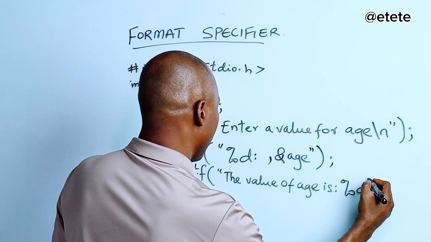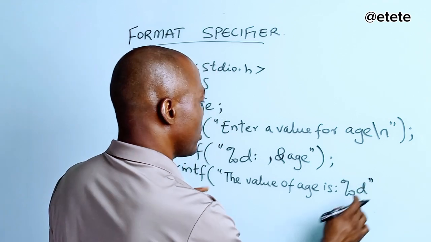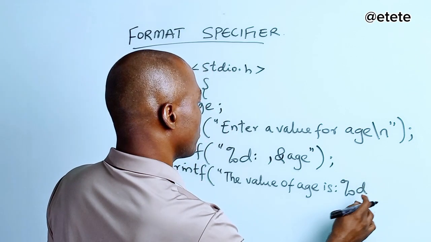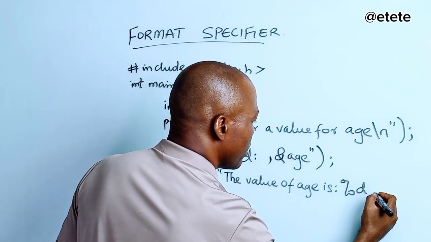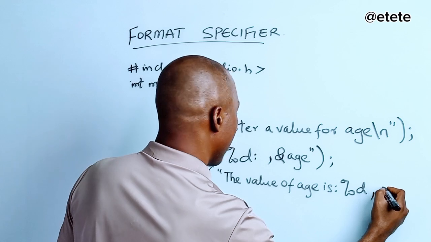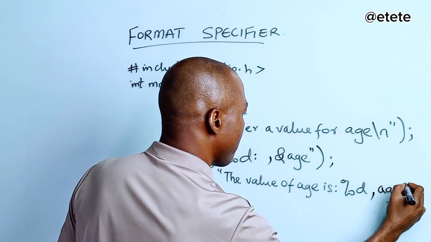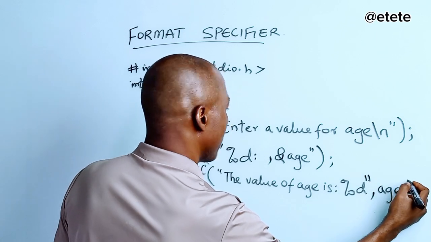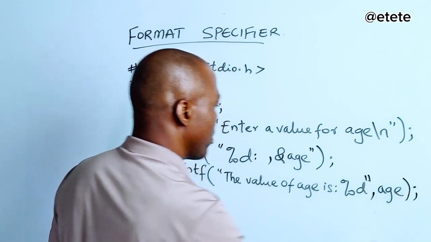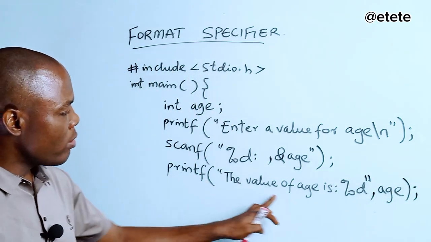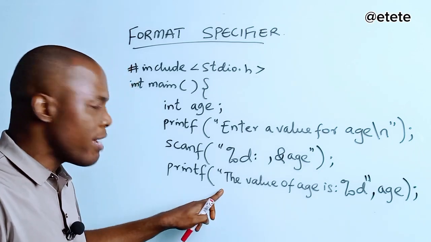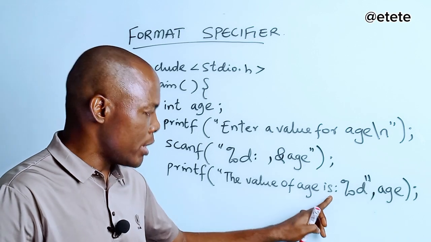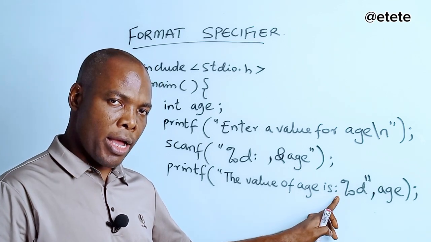Then I will do comma, and I'll type age. Then I'll close this, then I'll end this. So printf, the value of age is, so this one is a string literal that we printed out on the screen. The value of age is, then I will have this colon.